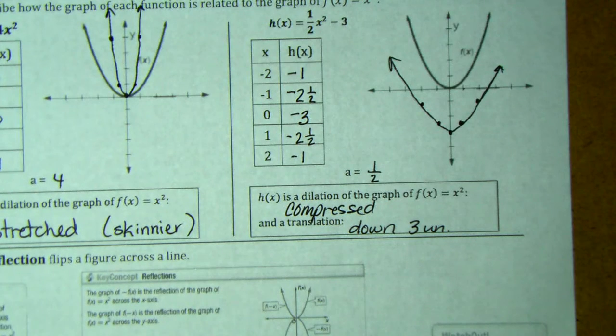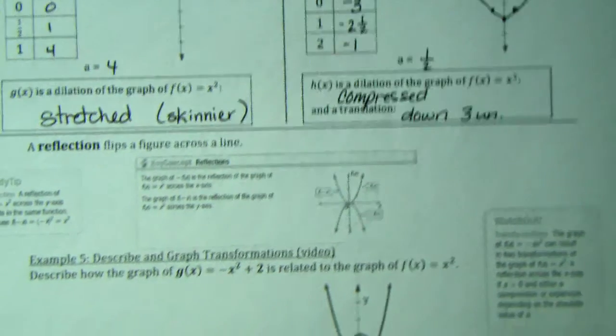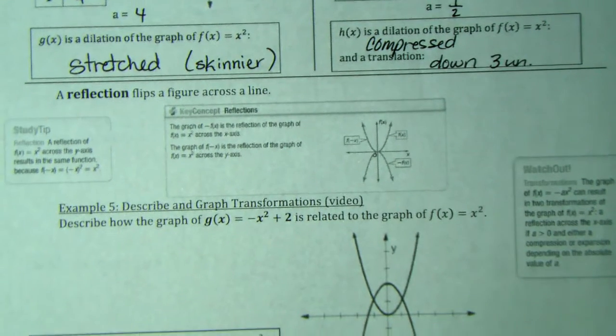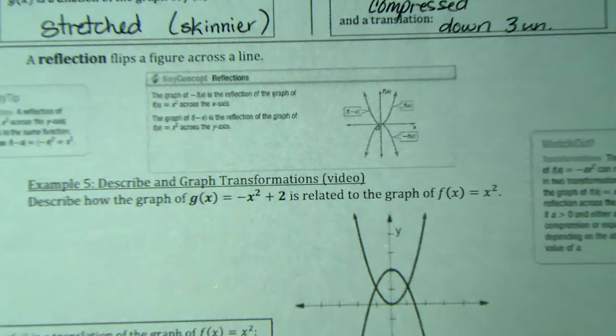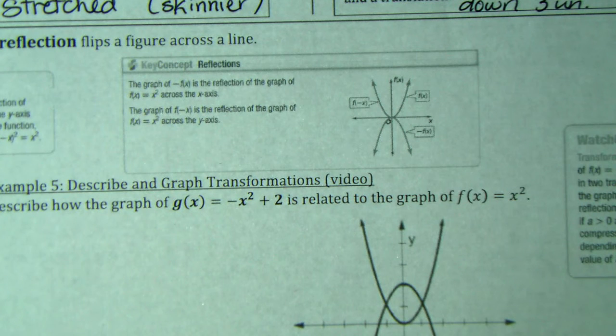Believe it or not, if A is negative, it's a reflection. So it flips it. We knew that already, right? Think back to when we said if the number in front of the x squared is negative, what happened to our parabola? It opens downward. So when A is negative, it just flips it down.